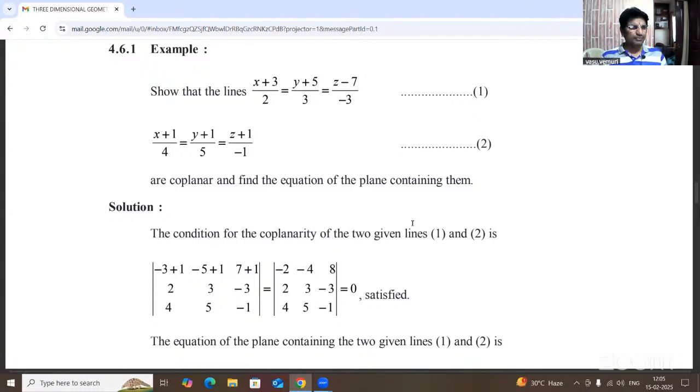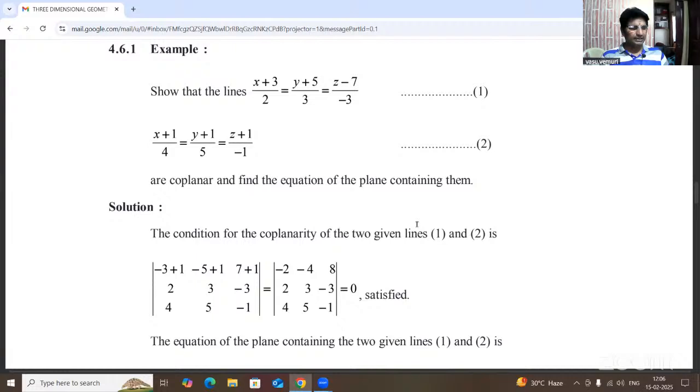And at the same time, we observe that the second symmetrical line's point is (minus 1, minus 1, minus 1). Because that line can be arranged in the symmetrical form: (x minus x2) by l2, (y minus y2) by m2 equal to (z minus z2) by n2. So here (x2, y2, z2) is (minus 1, minus 1, minus 1). So that's why both lines are coplanar here. Coplanar, what about the condition of coplanarity?